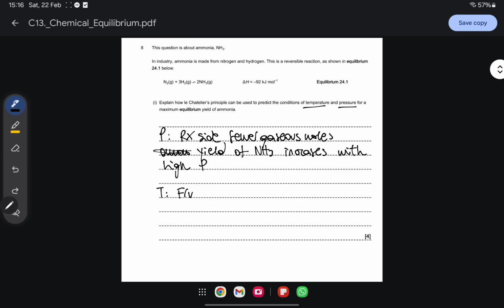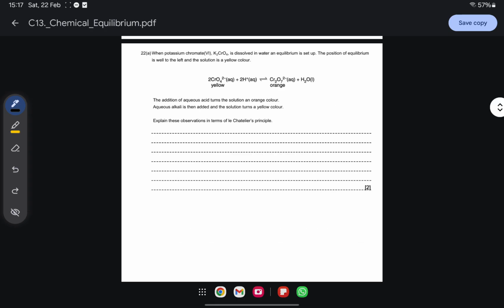Temperature. The forward reaction is exothermic. So do you remember which temperature favors the exothermic? Low temperature. Okay, that's it. Those are the 4 marks. If you write it in a nice and structured way, I think it's better. But remember that there could be some confusion in exothermic and endothermic, so always mention the keywords correctly. Sometimes you're given a bit weirder question with more complex reactions or changes in color.